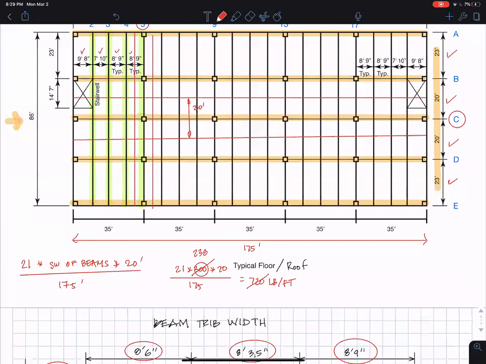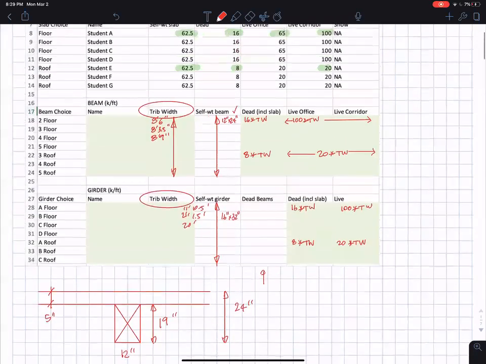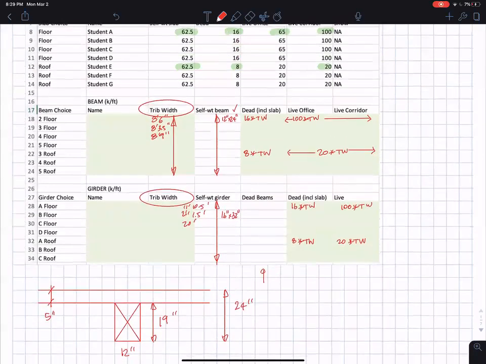Oh, quite a bit less, 571. Let me double check that. 21 times 238 times 20 divided by 175. Yep, 571 pounds per foot. And that was for beam C, which had a 20-foot wide tributary width. So let me write that one in, 571. Okay, so the dead load due to the beams on girder C is 571.